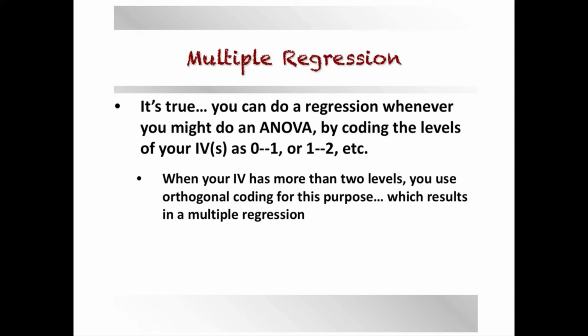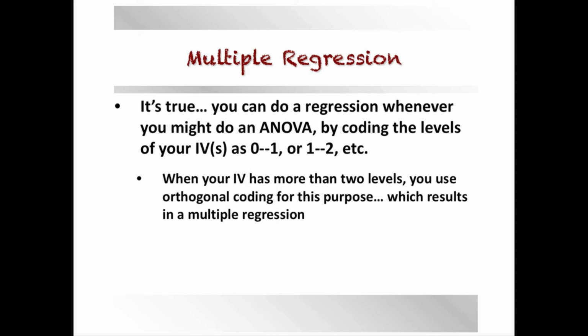So when your IV has just 2 levels, let's say in an ANOVA with 2 groups, and you run a regression, you actually get the same answer. You don't have to do any special coding. You get the same p-value, whether you declare that IV as an independent variable for a regression or for ANOVA. Either way is the same.